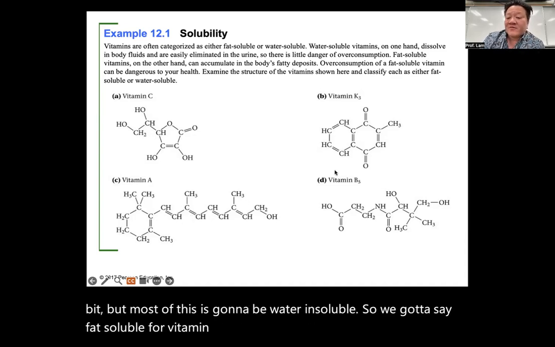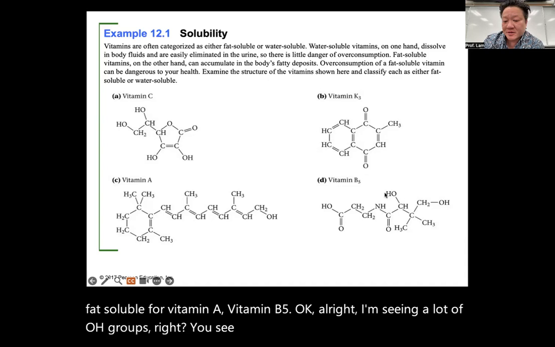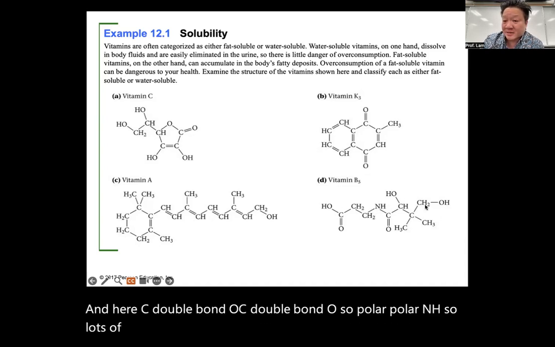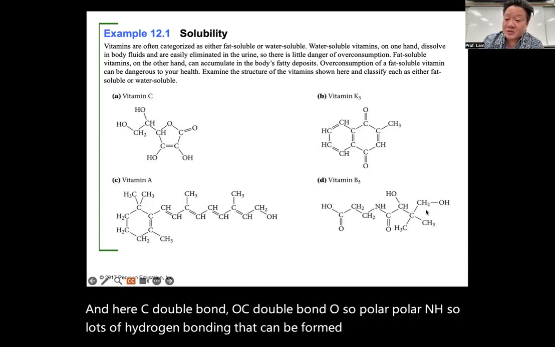Right? Vitamin B5. Okay. All right, I'm seeing a lot of OH groups, right? You see that? OH groups here and here. C double bond O, C double bond O, so polar, polar, NH. So lots of hydrogen bonding can be formed here. So water soluble vitamin B5, right?